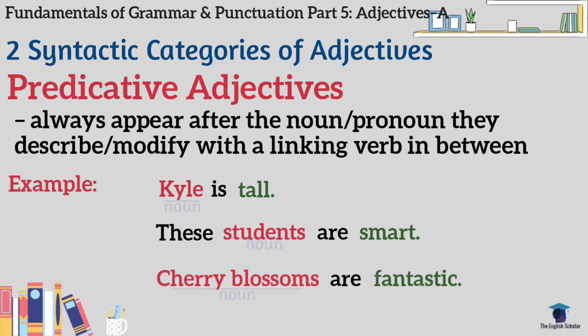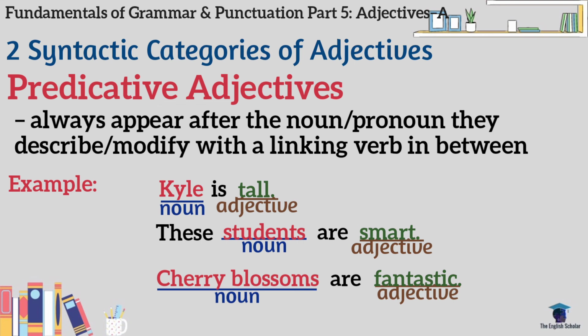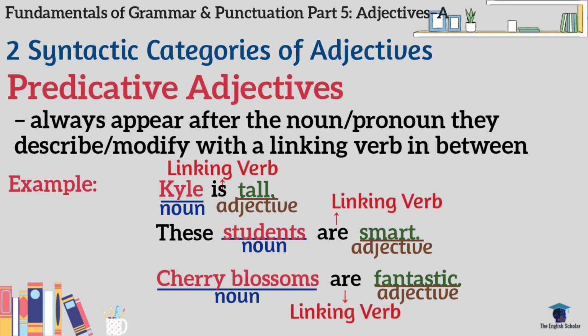The words in red are all nouns. We describe them with the adjectives tall, smart, and fantastic, which are in green. And as we can see, we connect them using the linking verbs is and are. Since these adjectives appear after the nouns they describe or modify, they are therefore called predicative adjectives.